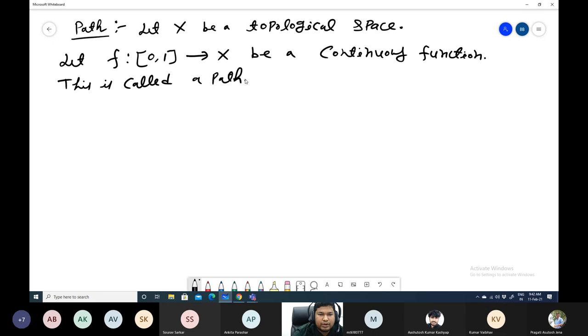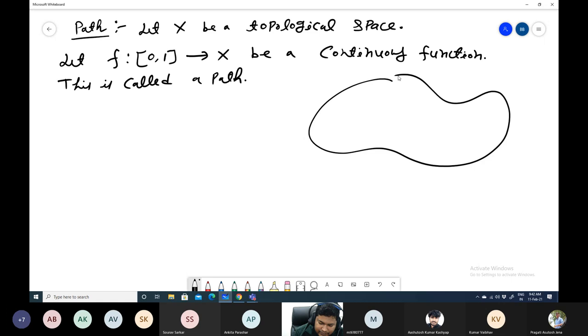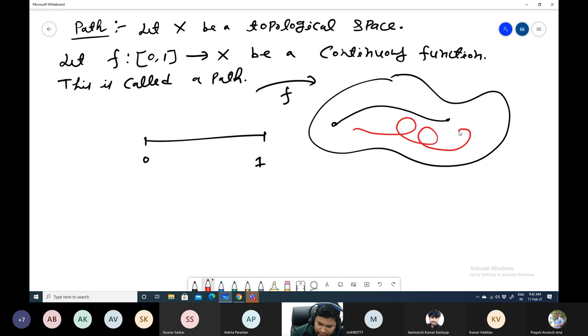If that is your topological space and this is my [0,1], and this is just a map f, the path can be anything. It can be like this, or it can be like this, anything, because we do not need injectivity or surjectivity. It is just a continuous function from the closed interval [0,1] to X. Sometimes we denote this by I, but I will write the closed interval [0,1] as well. So this is just a path.